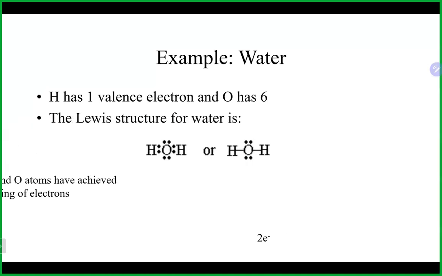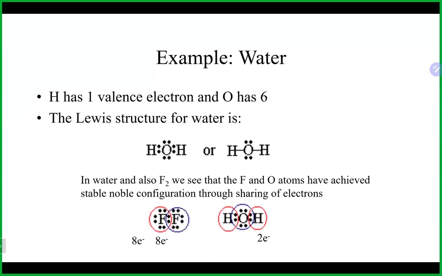Another example of this sort of covalent bonding is what we see here in water. In water, the hydrogen on the left gets 2 electrons by sharing with the oxygen, and the oxygen, sharing with both of those hydrogens, will end up getting 8 electrons. Once again, that's just moving everybody to that noble gas configuration, allowing a really stable bond to occur in this particular case.